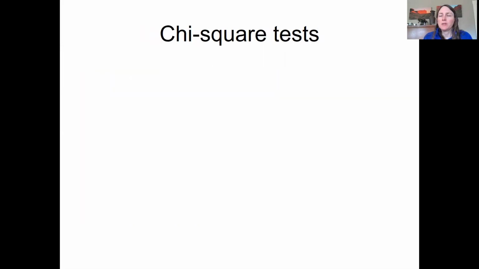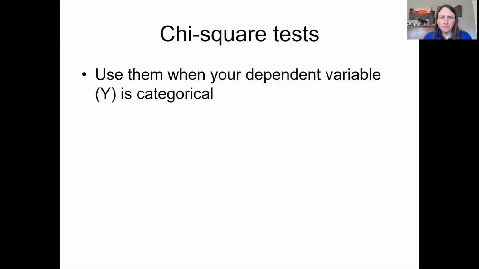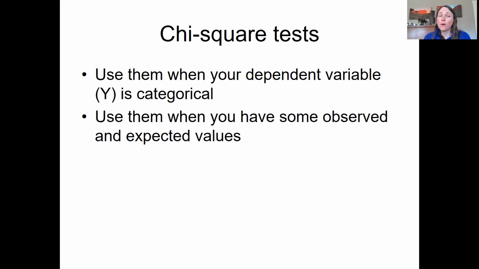And so we're going to use what are called chi-square tests this week. Chi-square is a new distribution. So we've used the t distribution so far, and this time we're going to be using the chi-square distribution. And you use these kinds of tests when your dependent variable, your y variable, is categorical. Or you can use these types of tests when you have some observed value in nature that you want to compare to some expected value.